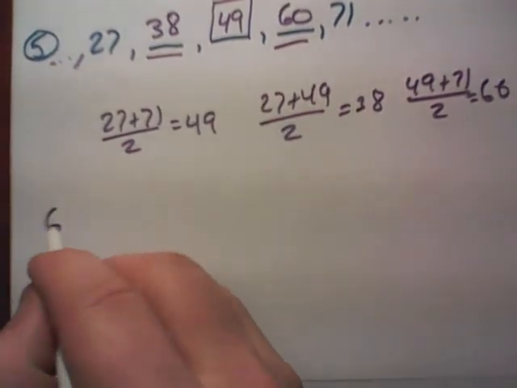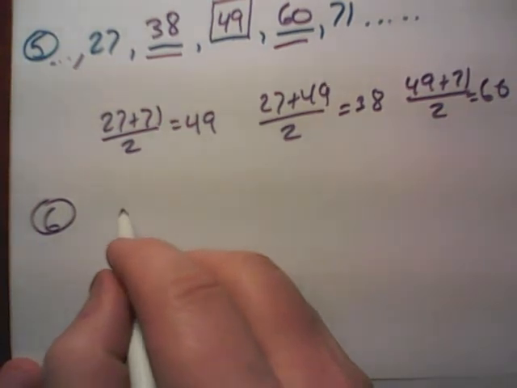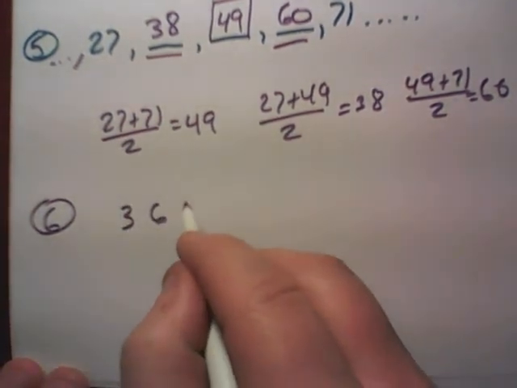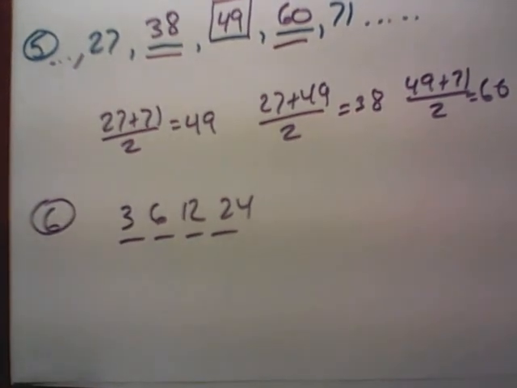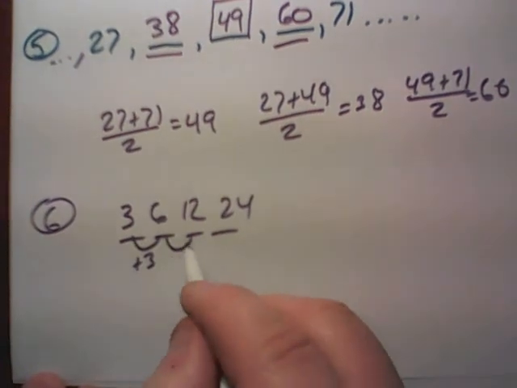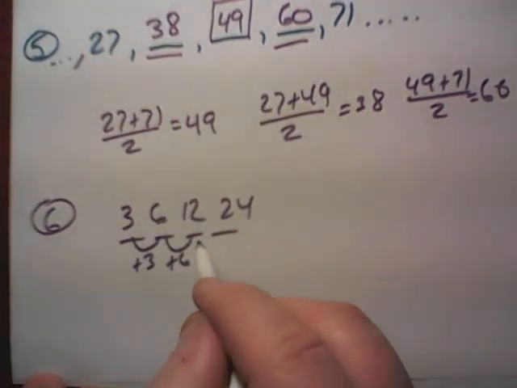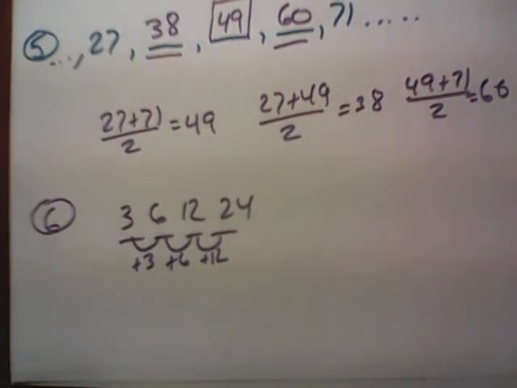Keep in mind, on your homework assignment, I wasn't planning on doing this, but you might have an example that's something like this. Maybe it starts off with 3, and then 6, and then 12, and then 24. This is not an arithmetic sequence because it doesn't have a common difference. Here we're adding 3, but here we're adding 6. Because I'm not adding the same thing each time, it is not a common difference.